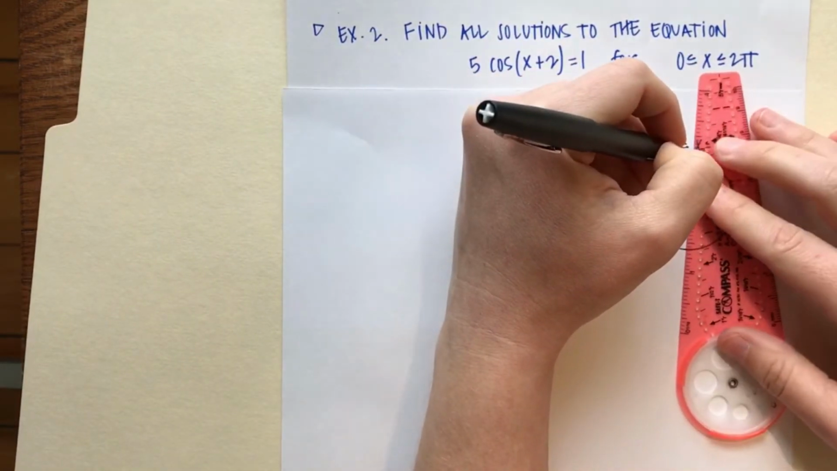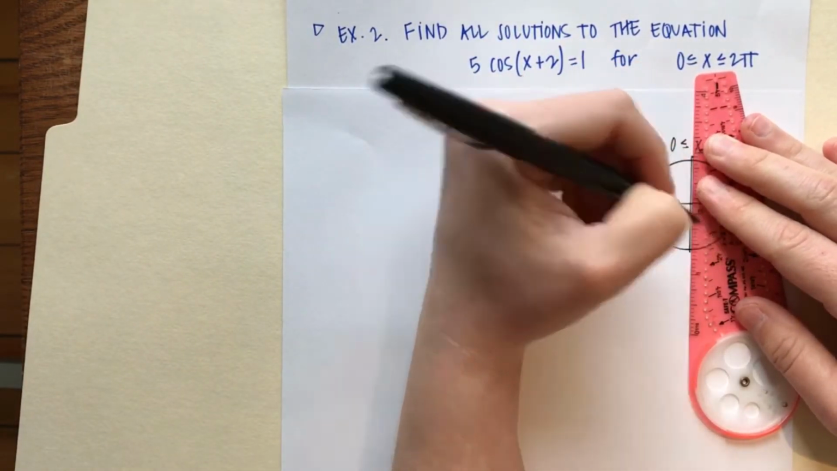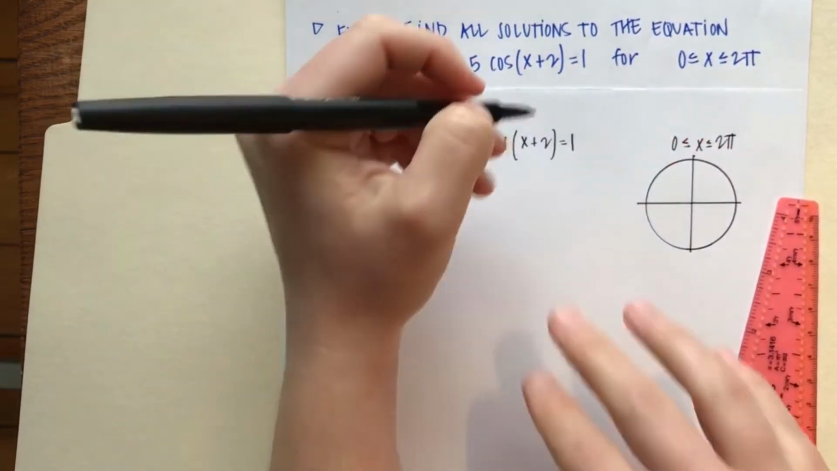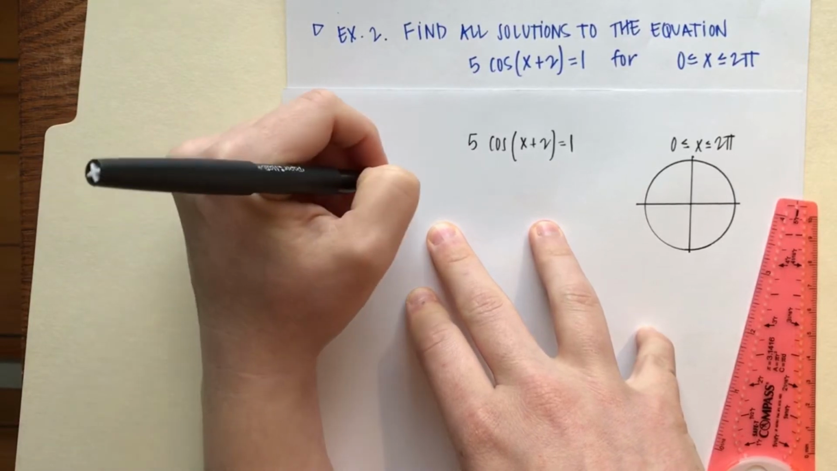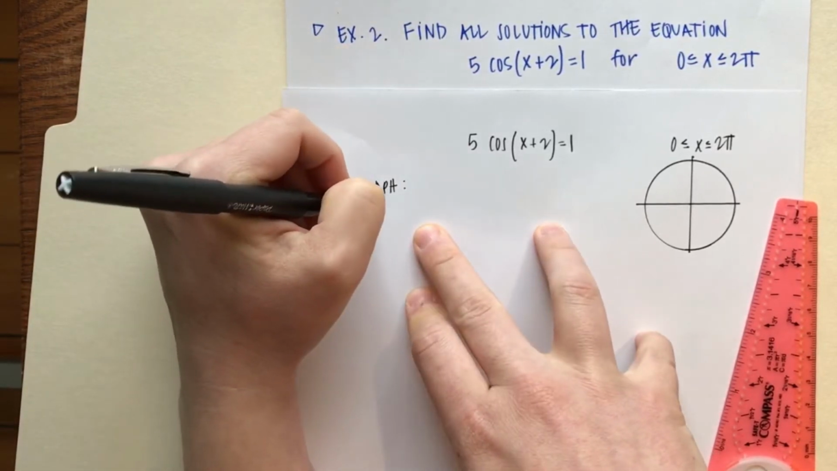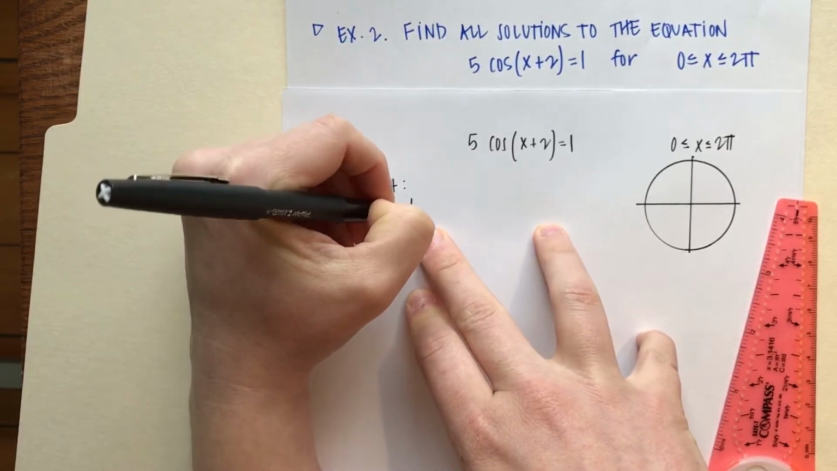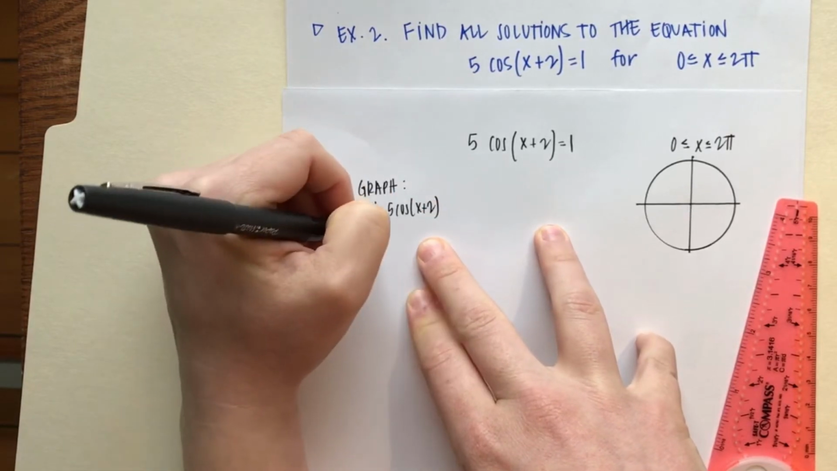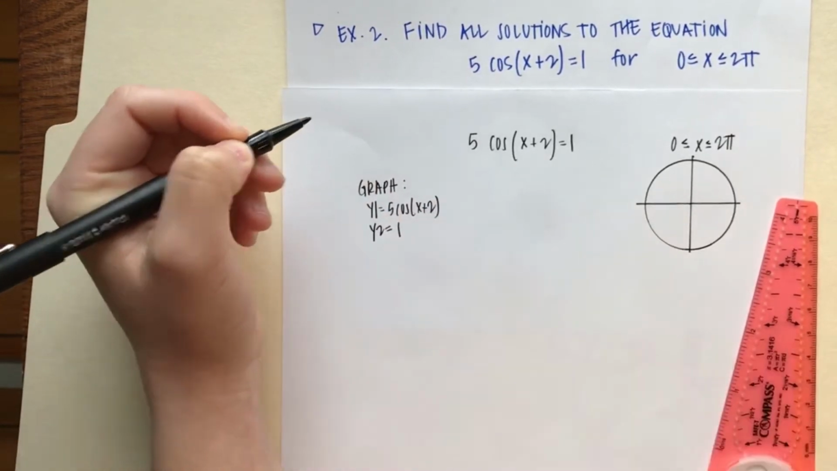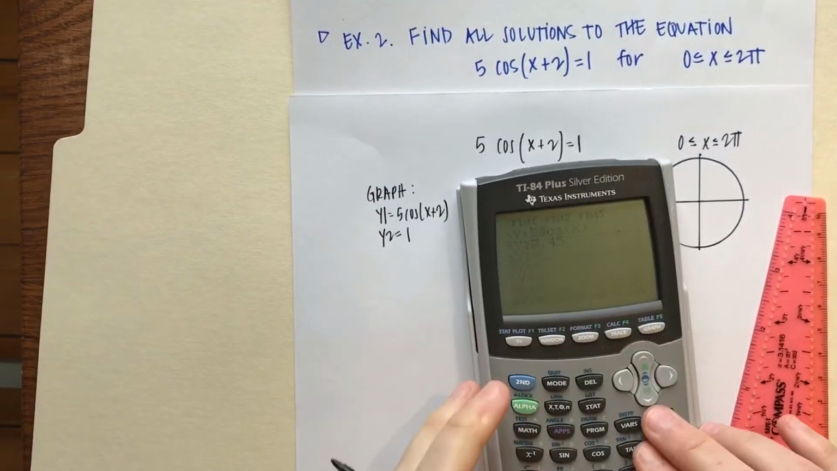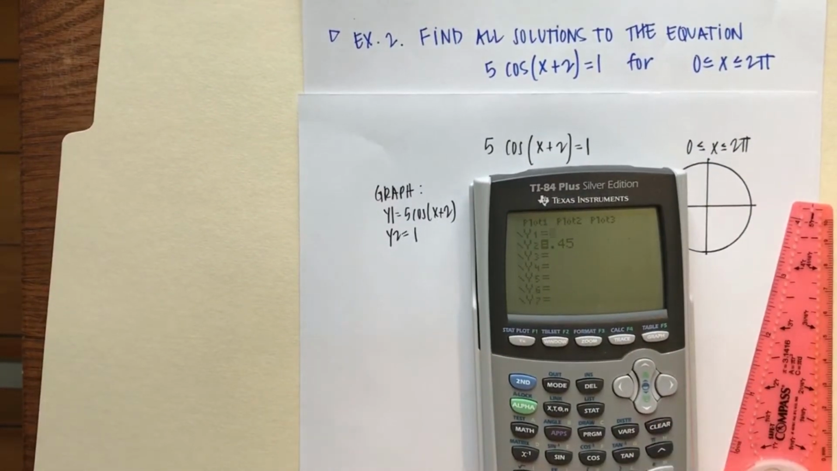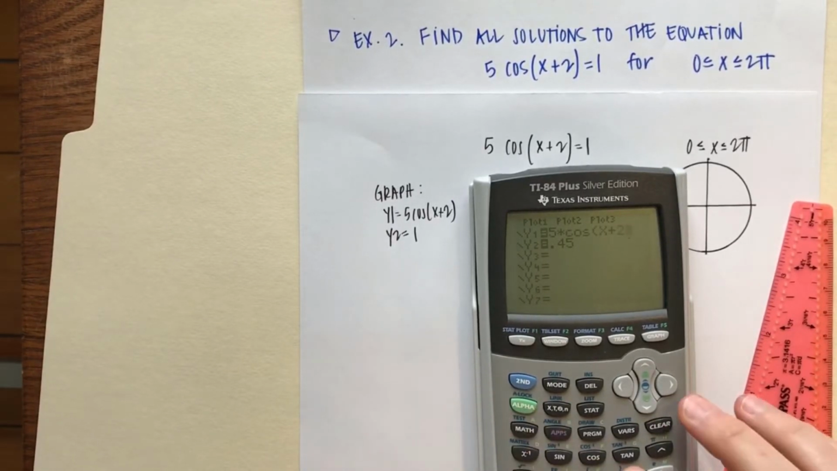All right. So I could graph this as a comparison of 5 cosine x plus 2 and 1. Now, when I do that, that helps me get an expectation for what the solutions would be. I like to think graphically because it gives me some intuition. 5 times cosine of x plus 2, enter, equals 1.